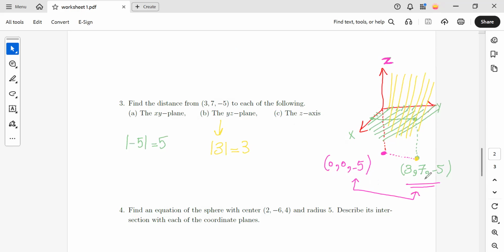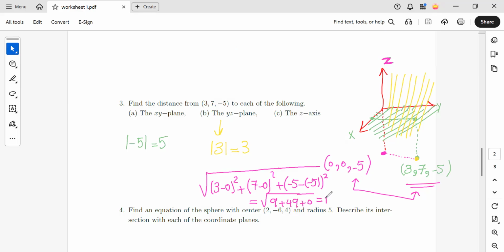So how can we find the distance between these 2 points? That would be square root of the difference between x values squared, y values squared, and z values squared. Pay attention here, that is -5 minus -5, which is 0. They are the same. So the answer would be square root of 9 plus 49 plus 0, which is square root of 58, which is approximately 7.62.